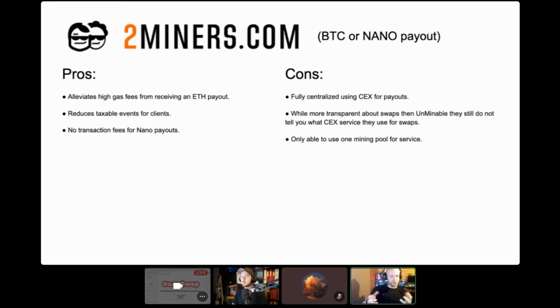Now, when we're looking at two miners, it will allow you to be paid out in Bitcoin and Nano, but only if you're mining ETH. It does alleviate the high gas fees for receiving ETH payouts, but that's really not an issue with GuapSwap because we're running on Ergo, which already has very low payout fees. It does reduce the taxable events, and there's no transaction fee at all for nano payouts. So they use a fully centralized exchange, again, for their payouts. You don't know what exchange it is, and again, you're only able to use their pool for the service.